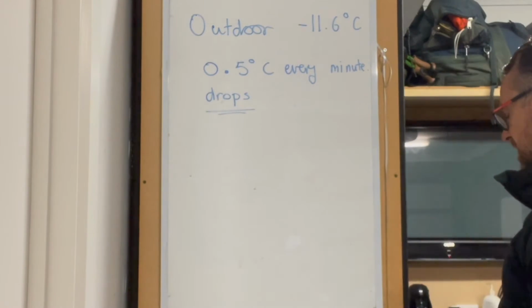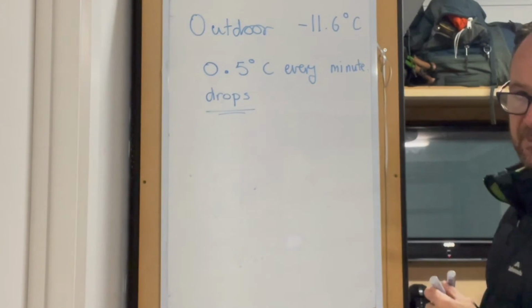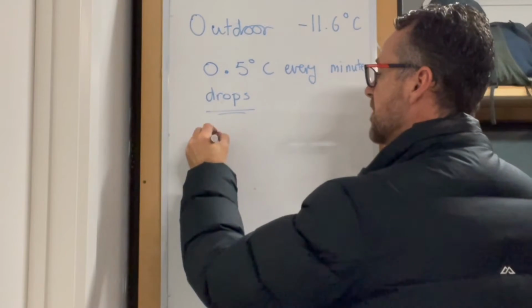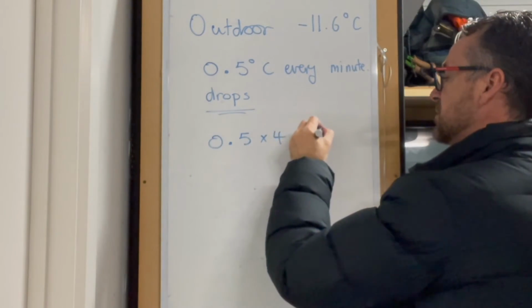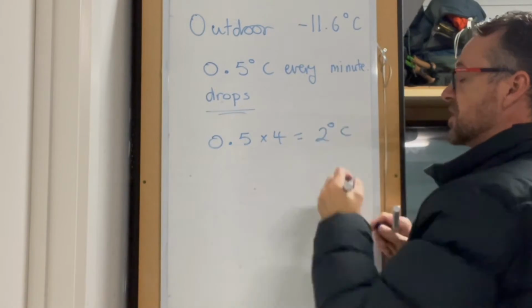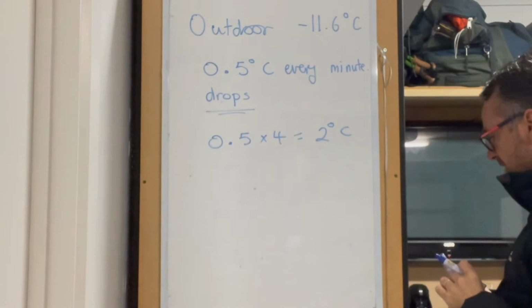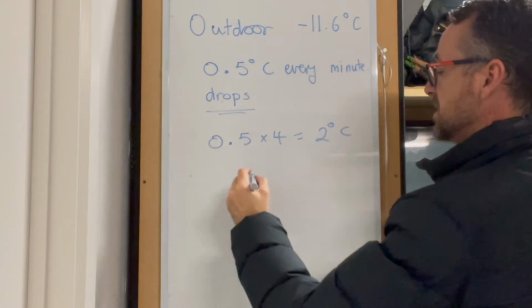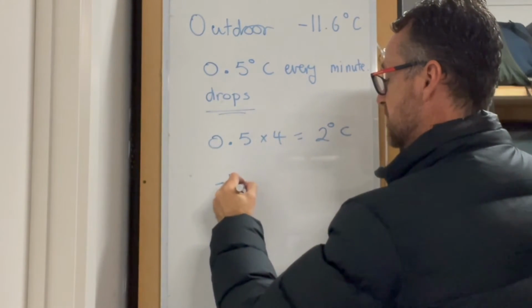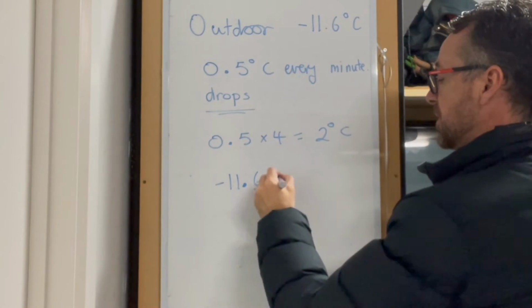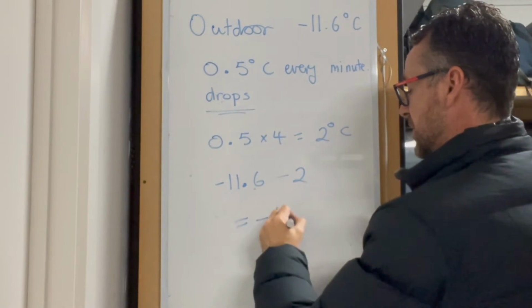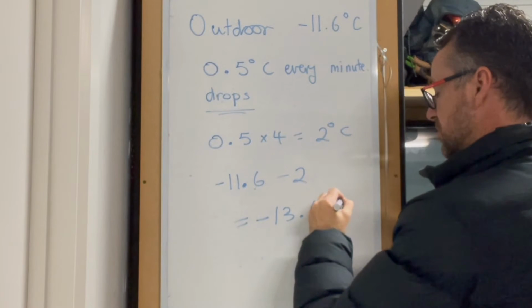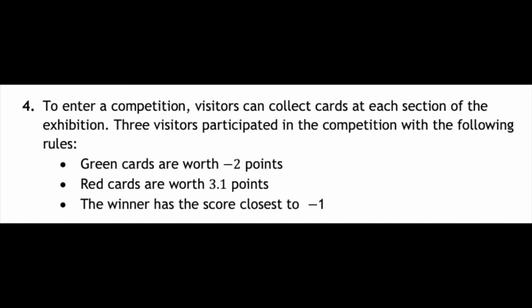It says after 4 minutes, how much has it dropped? So that's 0.5 multiplied by 4, which is going to equal 2 degrees Celsius. It's going to drop by 2 degrees. So negative 11.6, and it's going to drop by 2 more degrees. It's going to become negative 13.6 degrees Celsius.